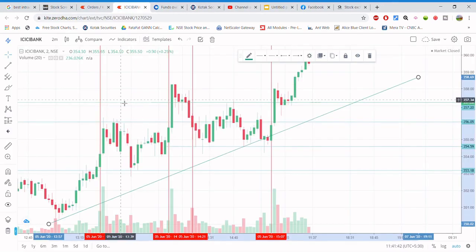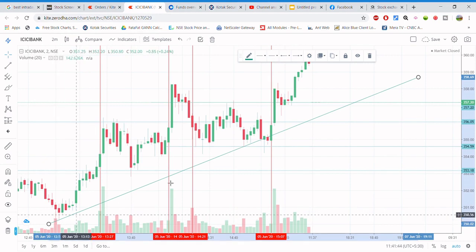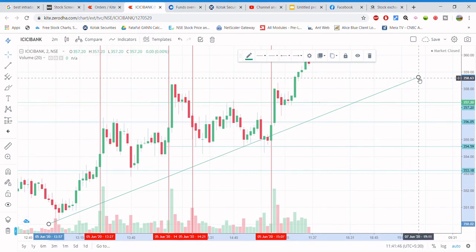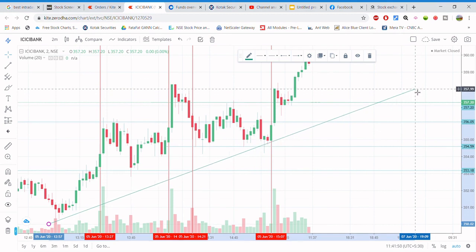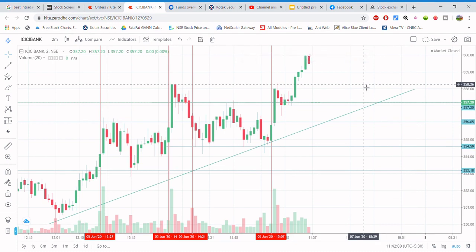Oh no, it went up. Okay, it's fine. I just want to close it. It is touching this point, and I'm trying to touch most of the lines. I know this is not accurate, but what I'm trying to say is this stock is moving in one direction, that is upside, but again it is not consistent.